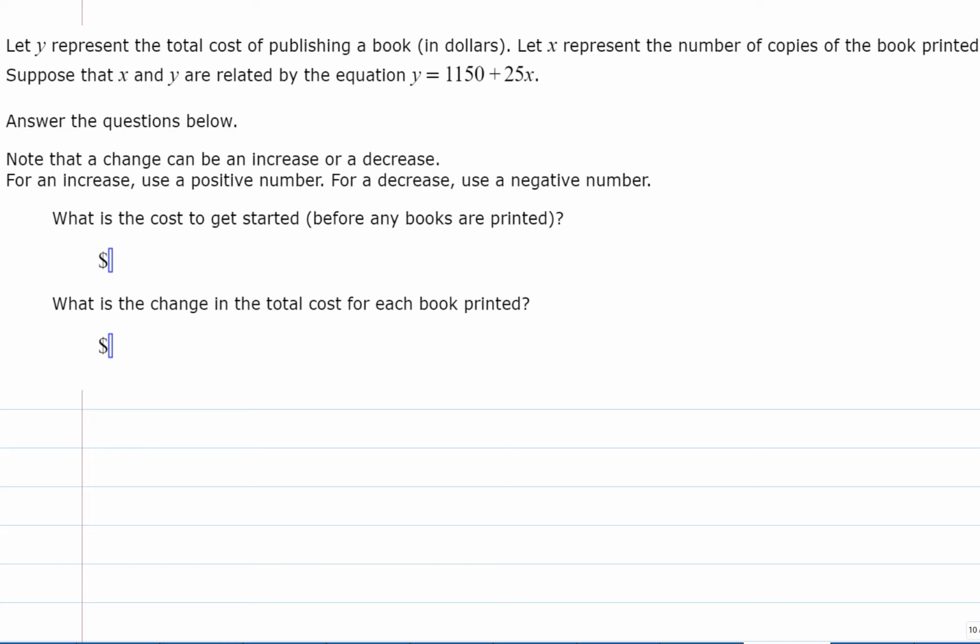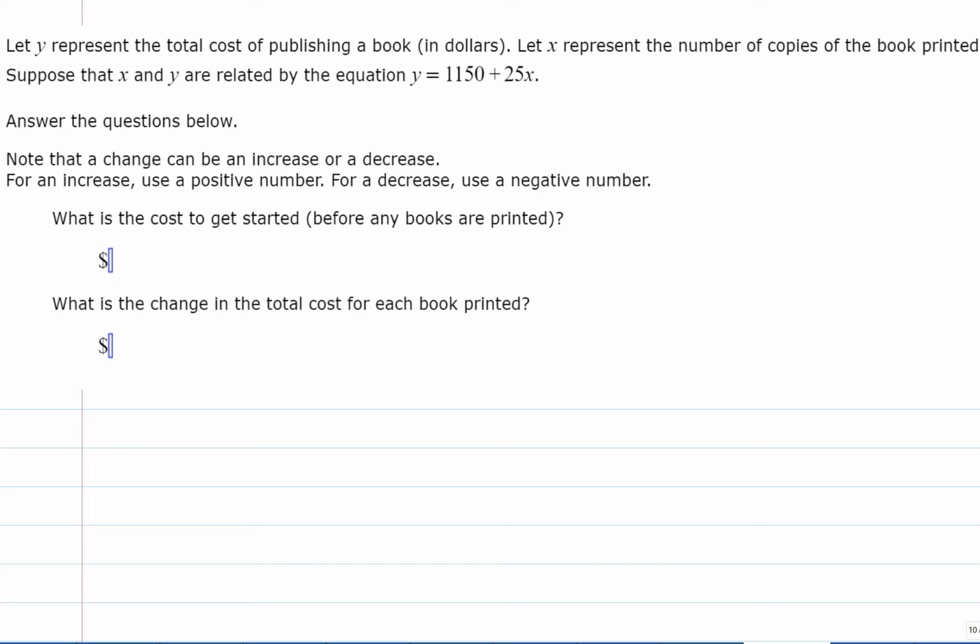So here's a word question. Some of you are copying it down. That doesn't hurt my feelings. That's good. I'm going to talk through it a little bit while you copy it down. Y represents the total cost of publishing a book. X represents the number of copies printed. Suppose that X and Y are related by this equation. Y equals 1,150 plus 25X.